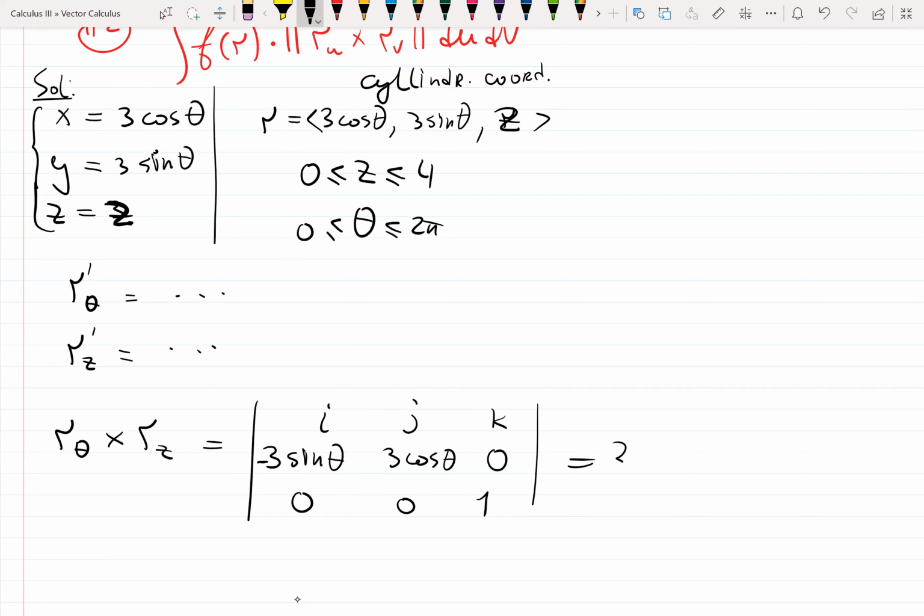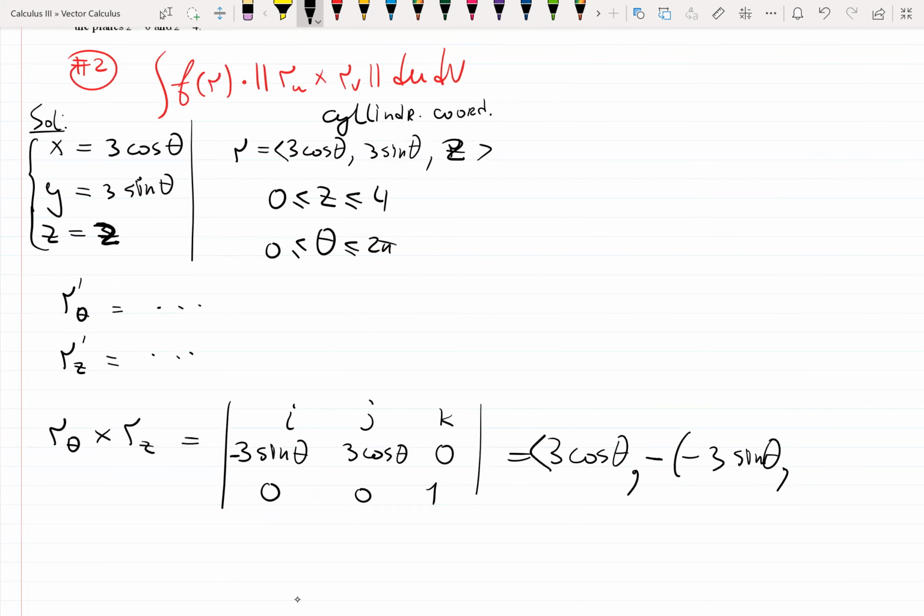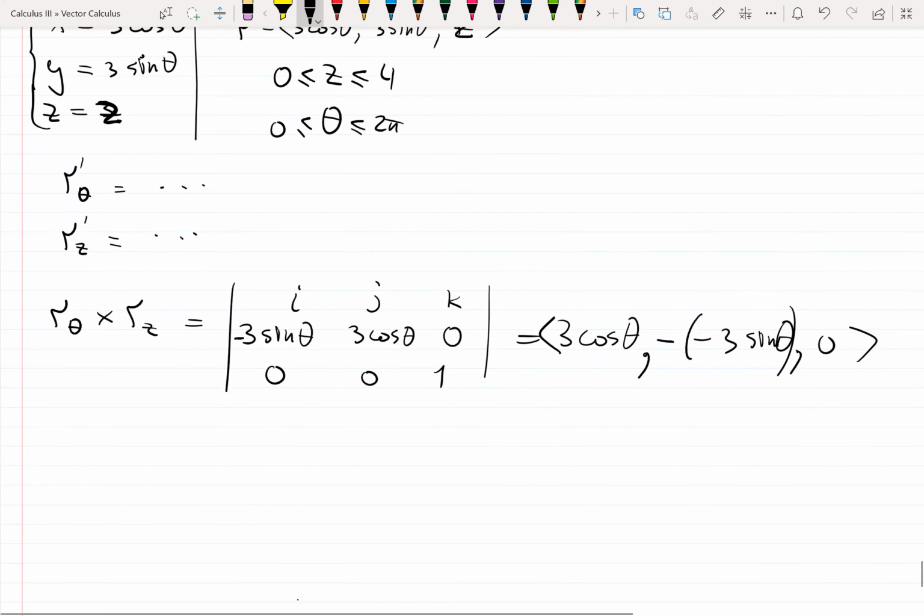i is 3 cosine theta, minus, crossing, minus minus. So that's comma here. 3 sine theta, comma, and then 0, if I'm correct. Tell me if I'm not correct. So let me see. Oh, it matches with Sagar's notation. So I think we're doing good.